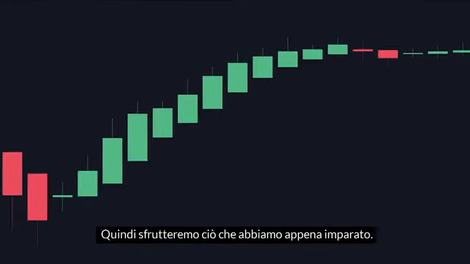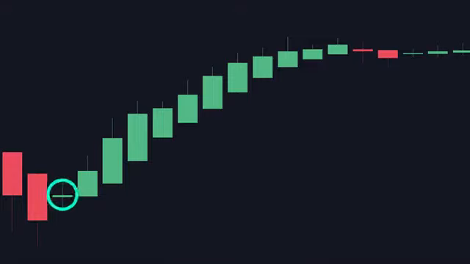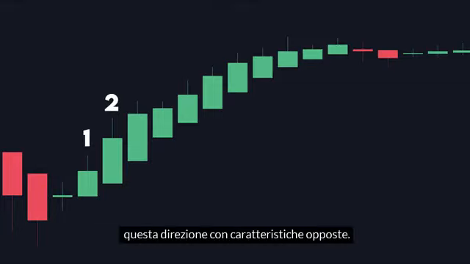So we're going to take advantage of what we just learned. The only rule you have to follow is you only enter after you see a doji candle, and you wait for 2 candles in the opposite direction with opposite features. Let me show you an example so you know what I mean.